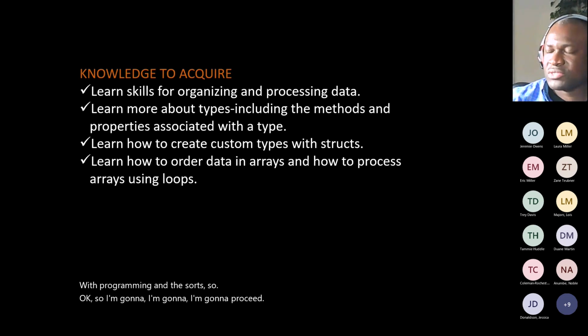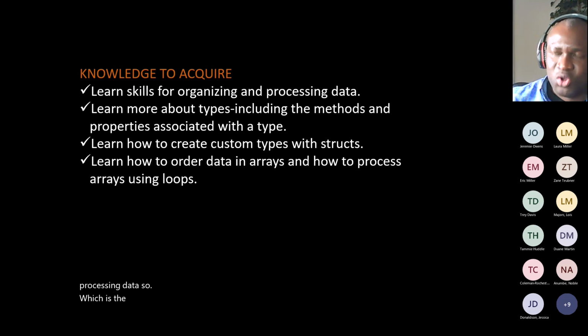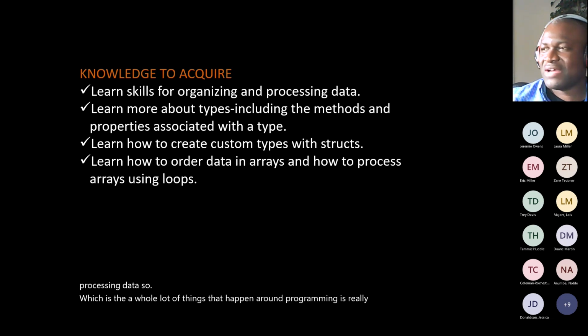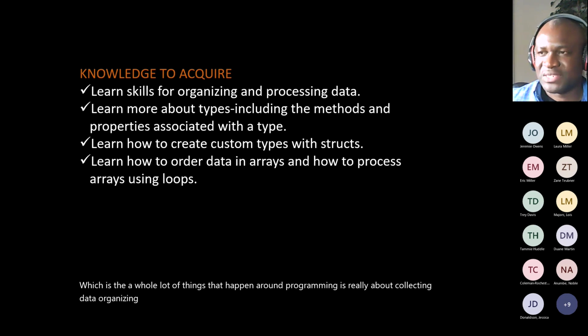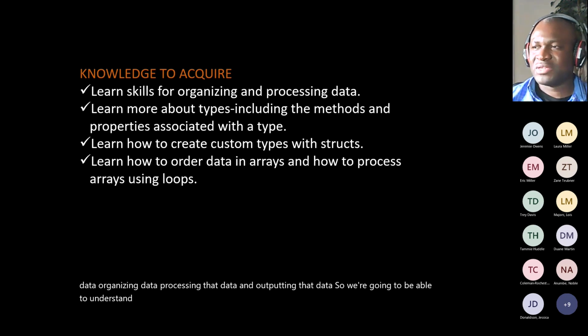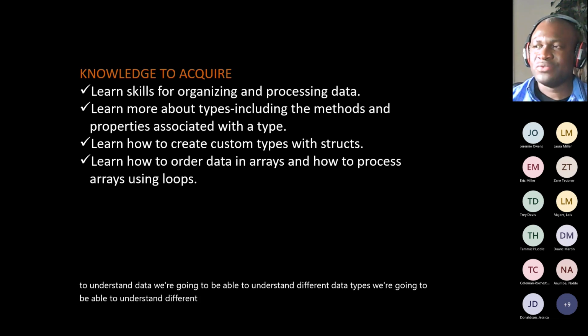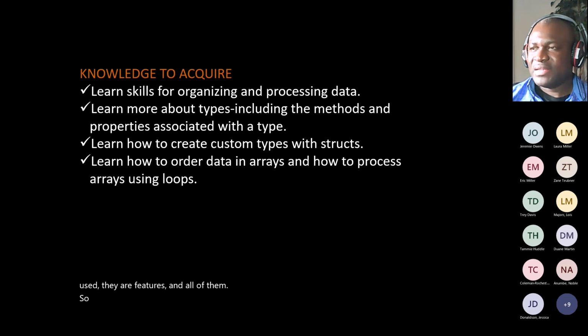This unit comprises skills for organizing and processing data, which is the point. A whole lot of what happens around programming is really about collecting data, organizing data, processing that data, and outputting that data. So we're going to understand data, different data types, and different data structures, where and how they are used, their features, and all of that. We're also going to learn about types, including the methods and properties associated with a type.